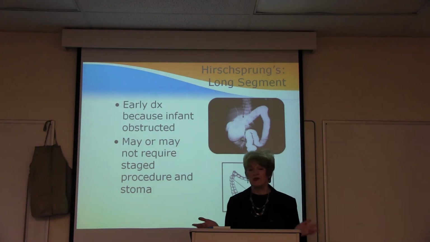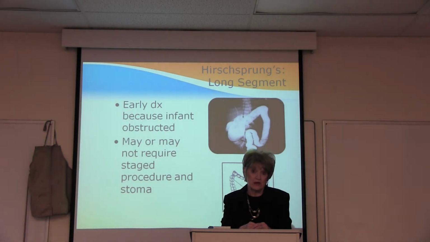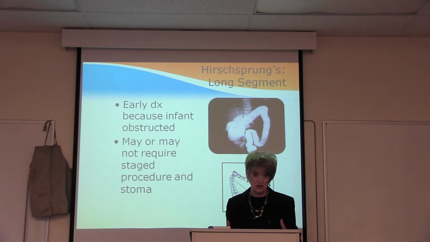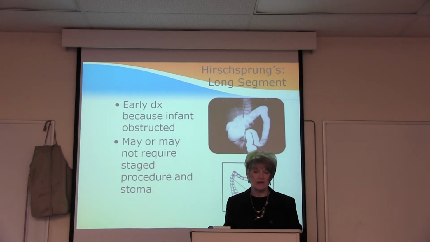With either long segment or total colon aganglionosis, those babies will be diagnosed quickly. Almost always they're diagnosed early because they are obstructed, so they cannot tolerate feeds. So the advantage of that is that with early diagnosis, you don't get this massive distension of the colon. So usually they can go in, they can do the biopsies to see exactly where the ganglion cells end. They can remove the non-functional colon, and they can connect the proximal colon to the anal canal.